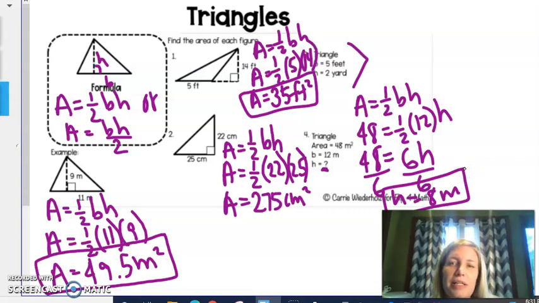Real quick, the last thing I want to note, this question, number 3, notice the units aren't the same. You're going to see that.